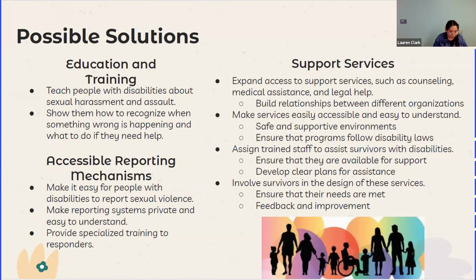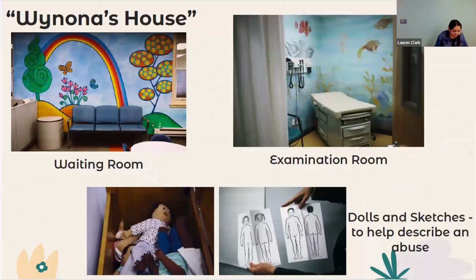Ultimately, by implementing these comprehensive strategies and interventions, we can work towards creating a safer, more inclusive, and more supportive environment for individuals with disabilities who have experienced sexual violence. And to put into perspective what a safe and supportive environment can look like, I want to show you Winona's house.